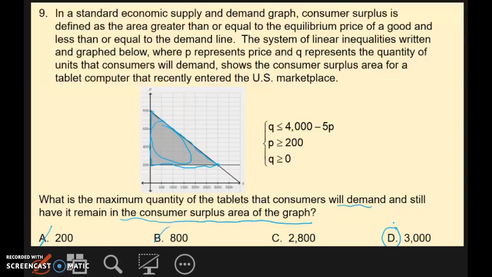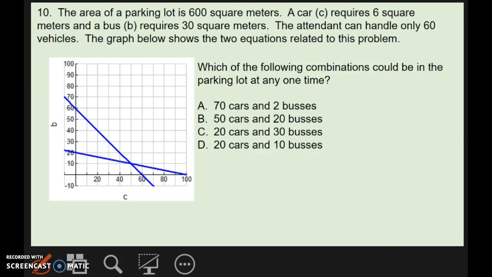And I can actually figure this out and find that there is a point that corresponds to it by taking 3000 and plugging in here. I would find that P would end up being 200, which, again, based on the graph, is one of my feasible regions. All right, let's look at one more.